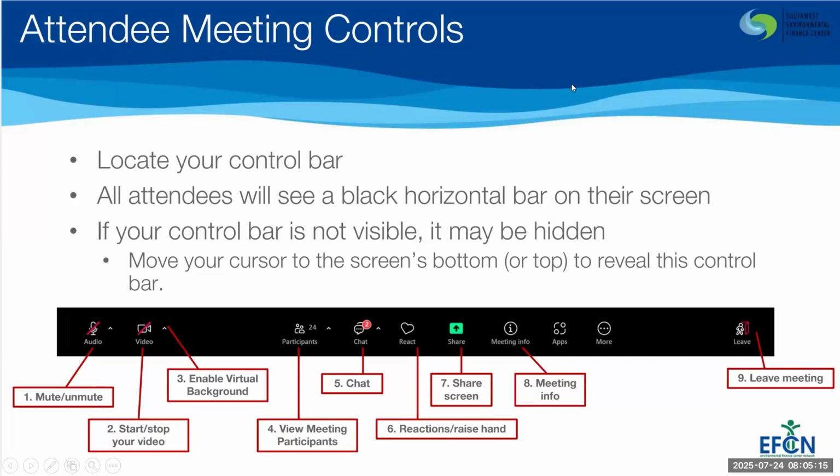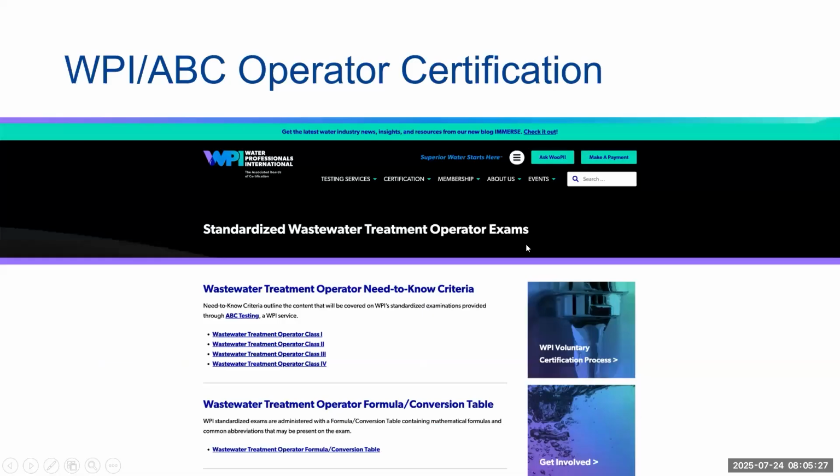WPI, ABC, operator certification. We try to cover the need-to-know criteria for water treatment operator 1 and 2. We might end up branching beyond those two levels, but for the most part, we're focusing on those basic 1 and 2 levels for these courses.